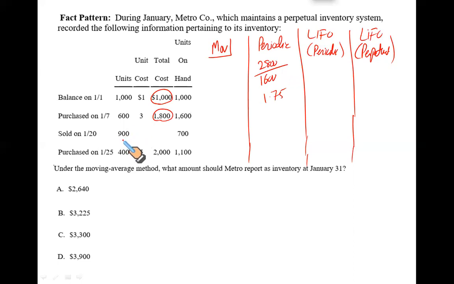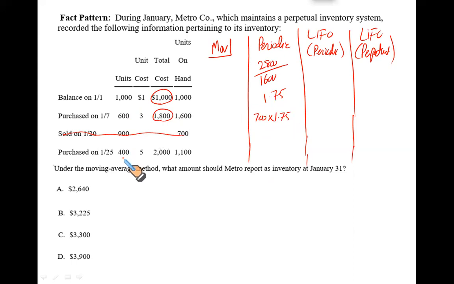I sold goods on 20th of January, probably. 900 units were sold. And what would be the COGS? 900 multiplied by 1.75, the rate that was established just before the sale. We are not interested in sale. We need to find the value of closing stock. Now what happens? Out of these 1,600 units, 900 units are sold, which means I only have 700 units to be valued at 1.75, right?